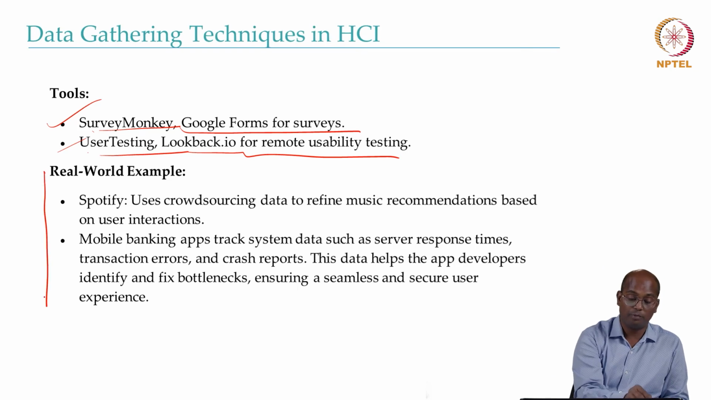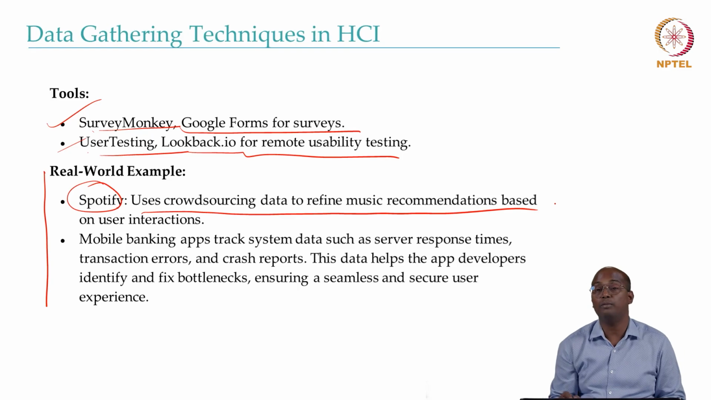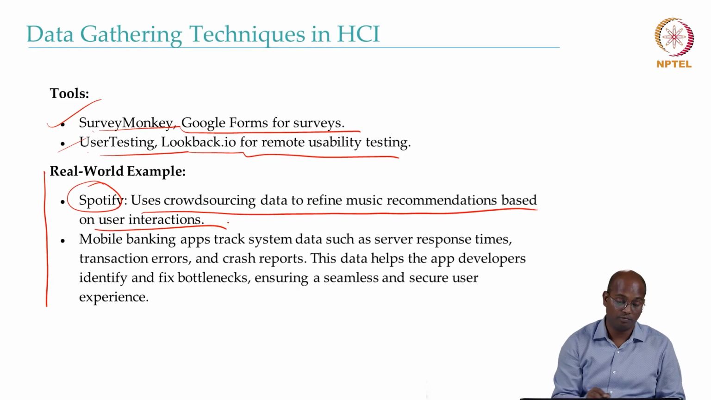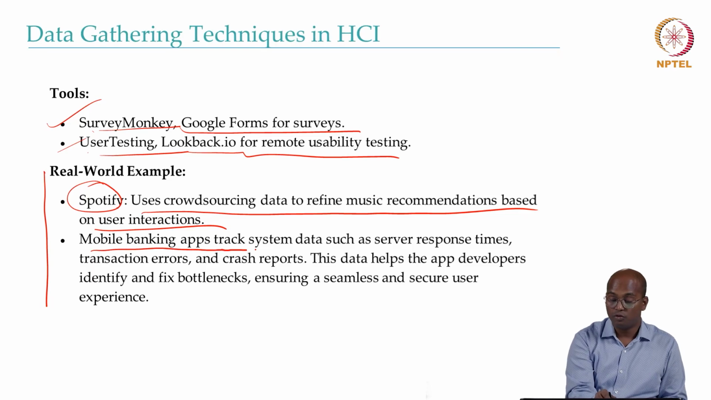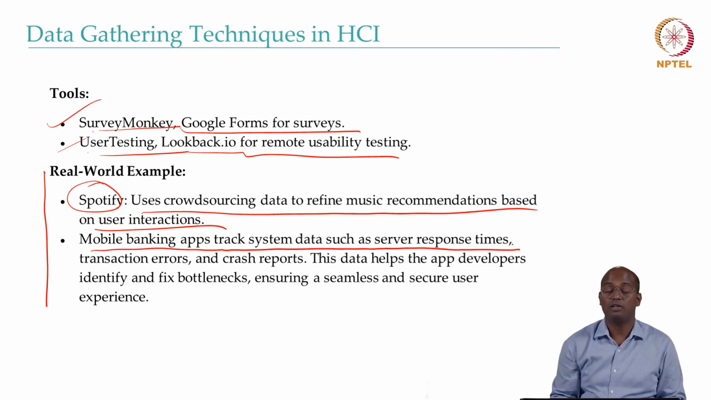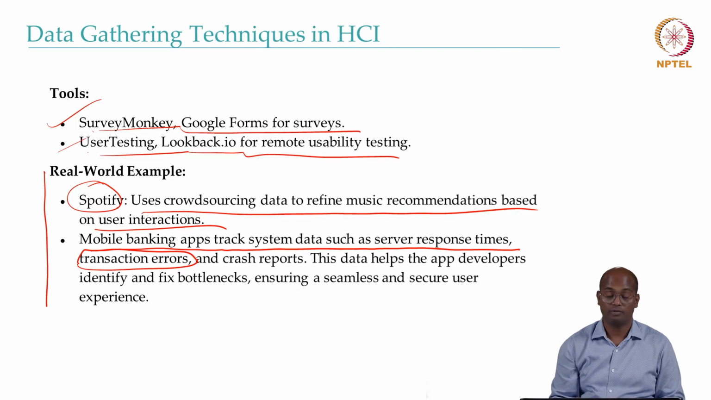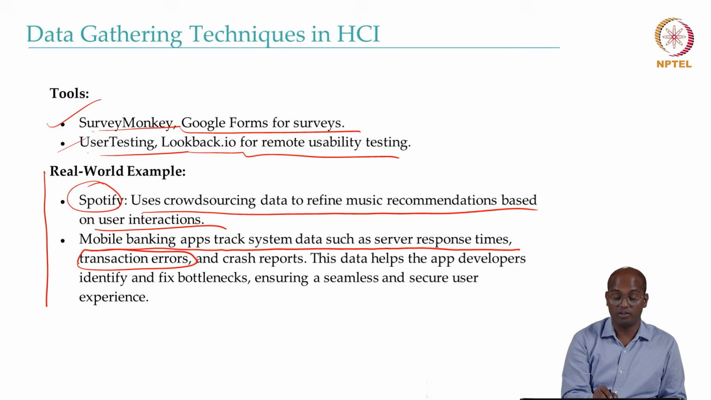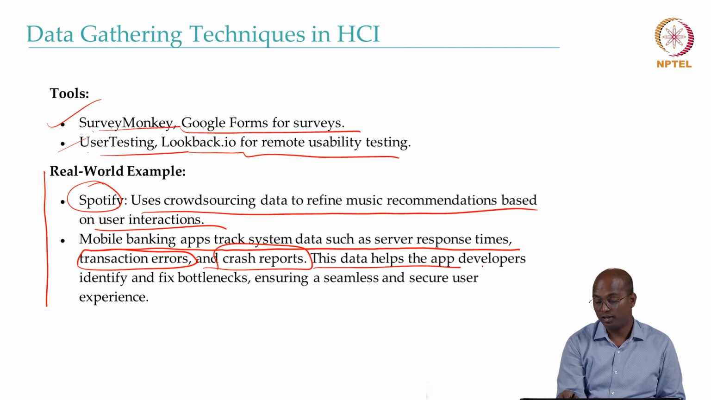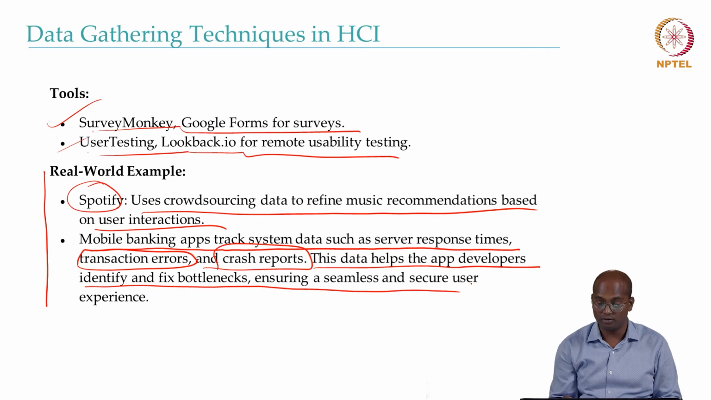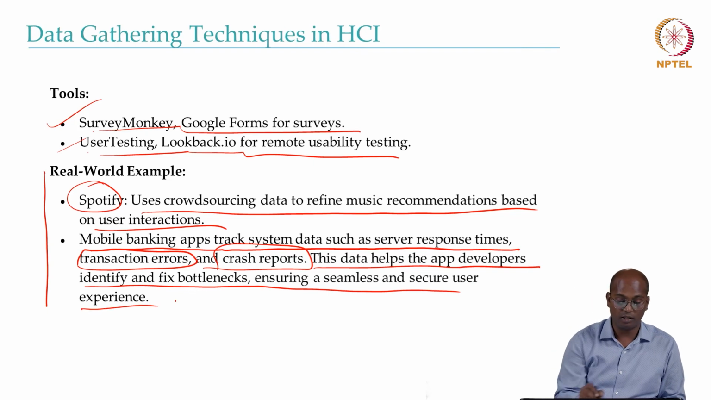Some real-world examples you can consider: Spotify uses crowdsourced data to refine music recommendations based on different users interacting with the system. Similarly, mobile banking apps track system data such as server response time, transaction errors, and crash reports. Again, it's one of the most important things to consider for a banking system. This data helps app developers identify and fix bottlenecks and ensure a seamless and secure user experience.